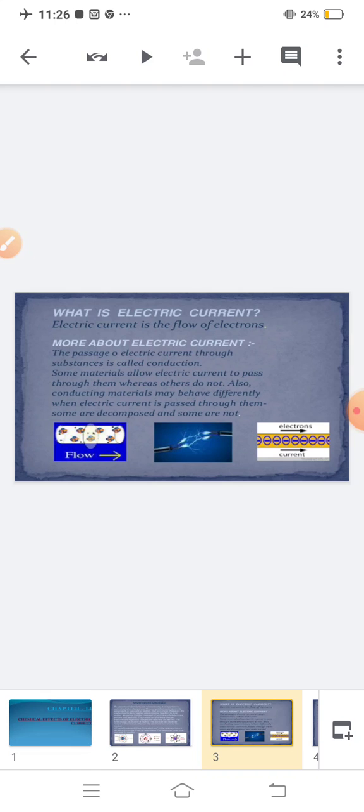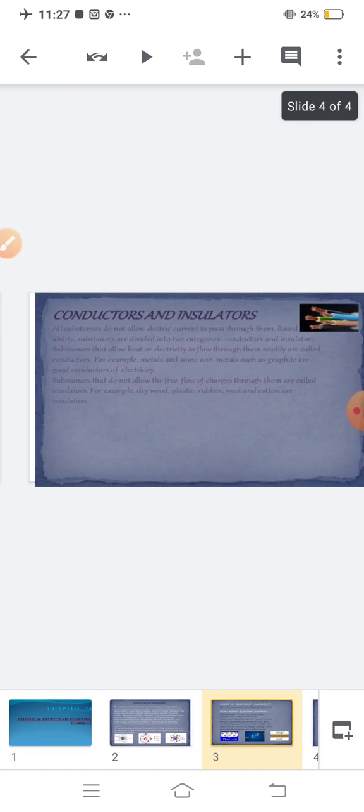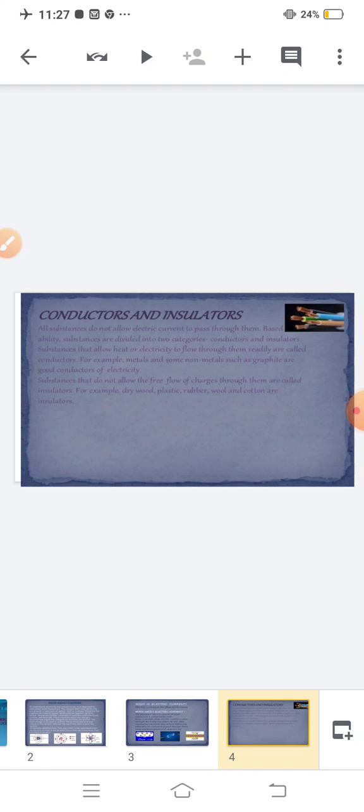So basically I think you have understood what you mean by charges and what you mean by electric current. Electric current is a flow of electrons. And what is an electron? Electron is a negatively charged particle. Now after that, conductor and insulator.